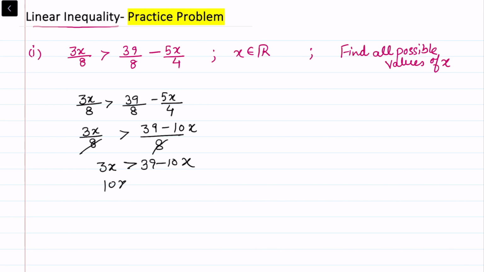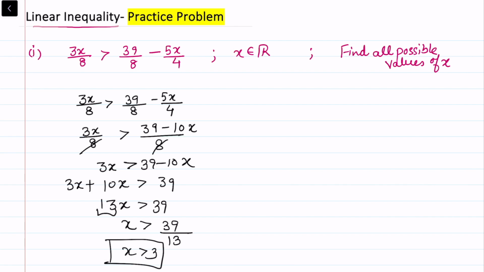Take 10x on the other side. This is less than 39. And then I have 3x here also. This becomes 13x greater than 39. Because 13 is positive, on dividing the inequality will not change. And hence x is greater than 3. So this is the solution for this. So for all x greater than 3, this inequality holds true.